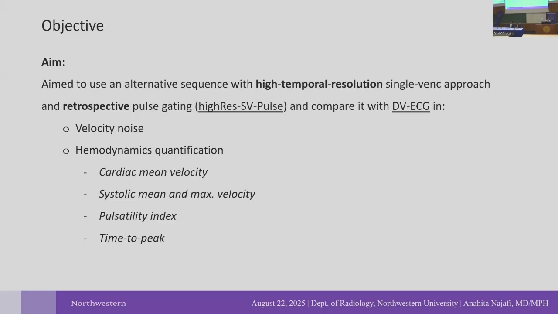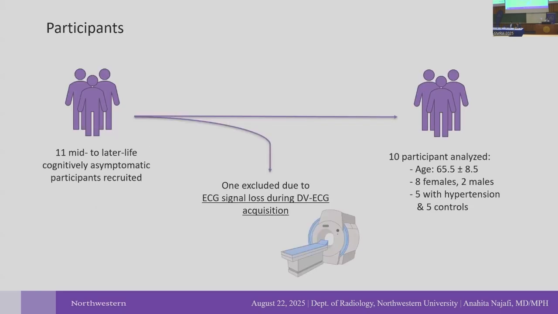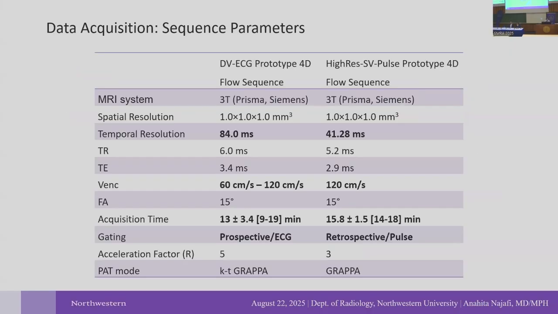So we aim to use an alternative sequence with a high temporal resolution single VENC approach and retrospective pulse gating, and compare it with the previous sequence, DV-ECG, in the velocity noise and hemodynamic quantification. We recruited and scanned 11 mid to late life cognitively asymptomatic adults, but one was excluded due to ECG signal loss during the DV-ECG acquisition. So we ended up analyzing 10 participants with the mean age of 65.5, 8 females, and 5 with hypertension, and 5 controls.